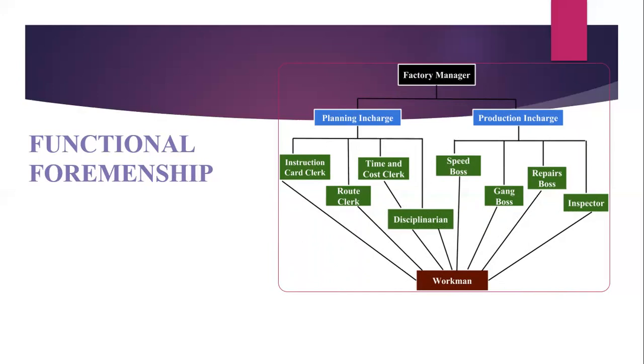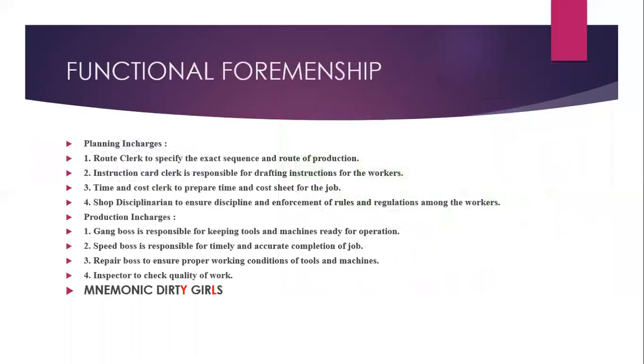Now let us see what these 8 guys' roles are. Now, planning in charge starting from route clerk. Route clerk will specify the exact sequence and route of production. Like suppose it's a factory where bottles are getting manufactured, right? Or maybe notebooks are getting manufactured. So what will be the exact sequence and route of production? This guy will explain, and workers will have to follow his instruction.